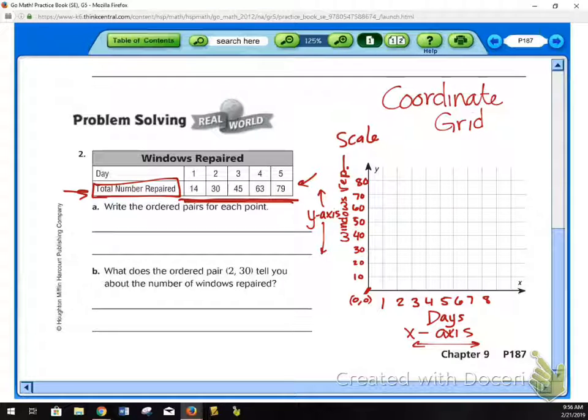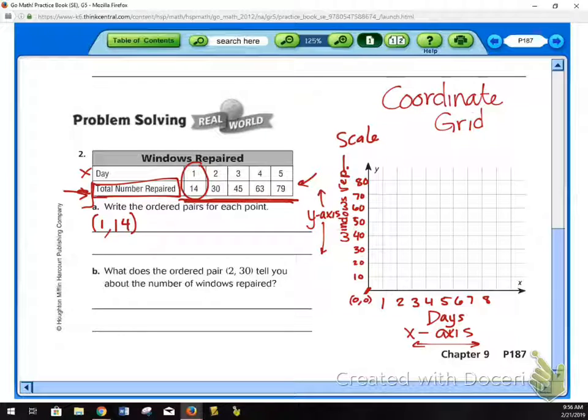Now, the first part wants me to talk about ordered pairs. Well, I haven't told you what an ordered pair is. An ordered pair is the x-coordinate and the y-coordinate. The x-coordinate always comes first. So if I'm going to write the ordered pair of my first point, it will be x, which is the days, and y, the total number repaired. So my first one is x, which is 1, and my second one is 14, which is the y-axis.